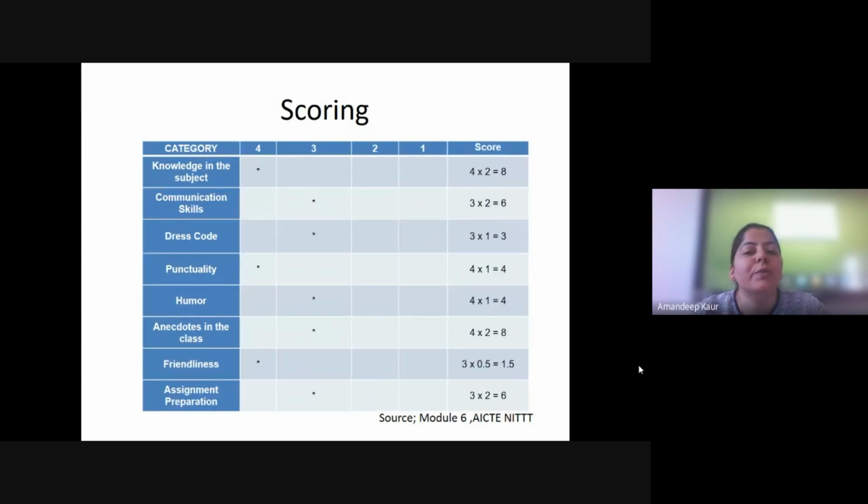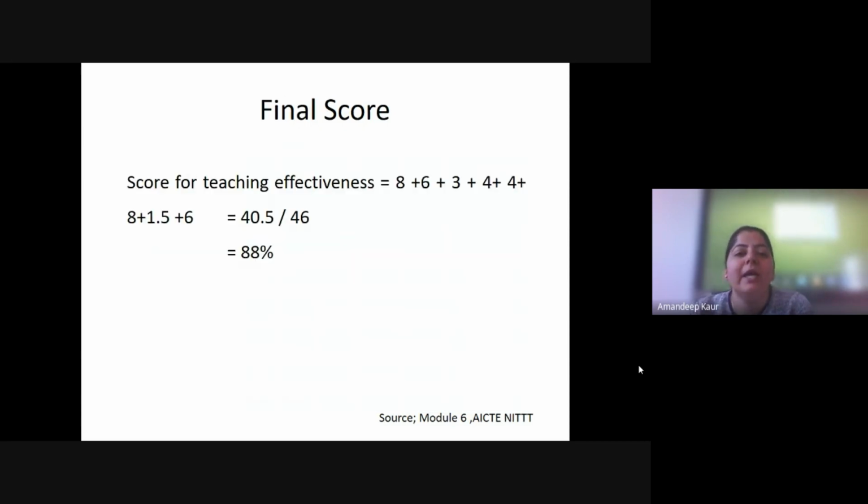So how to score the rubric sheet? The scale was 4, weightage given 2, so 4 into 2, 8. The scale selected as 3 by the higher authority as far as evaluation of teaching effectiveness is concerned, maybe for communication skill, weightage given was 2, so 3 into 2, 6. Punctuality scale value 4, weightage given 1, so 4. Friendliness weightage was 0.5, scale selected was 4, so 2. At the end, the score is calculated as 40.5 out of 46. So maybe the teaching effectiveness is equal to 88%.